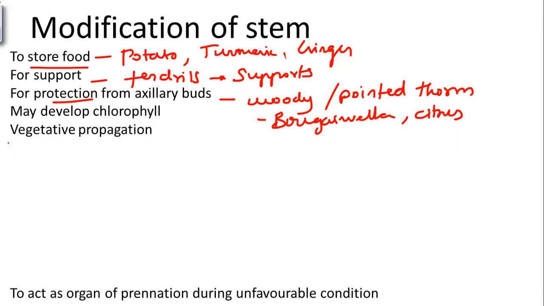And next, the stems may also develop chlorophyll to perform photosynthesis. This is one important modification of stem, which rarely happens. So the stem itself may modify to form chlorophyll, so it will be performing photosynthesis. And the last but not least, vegetative propagation.